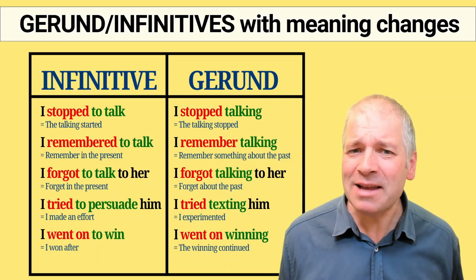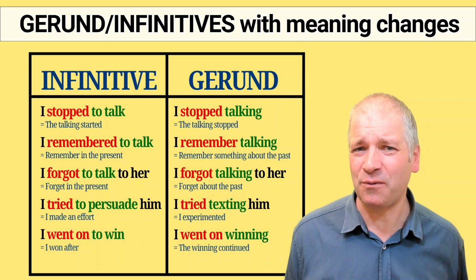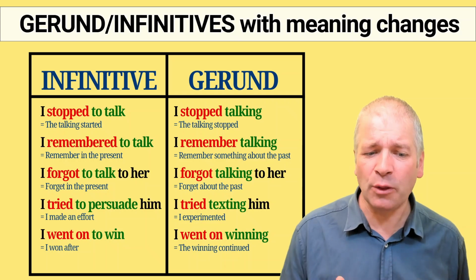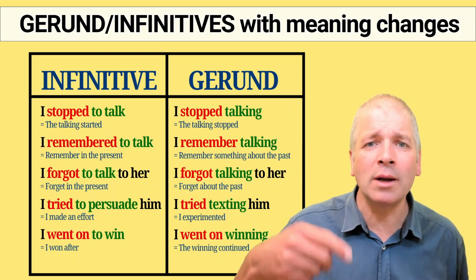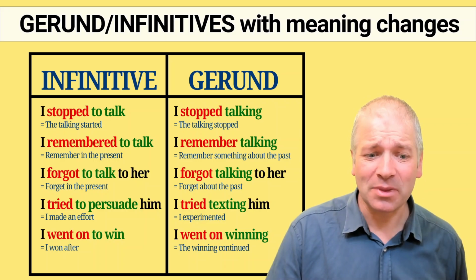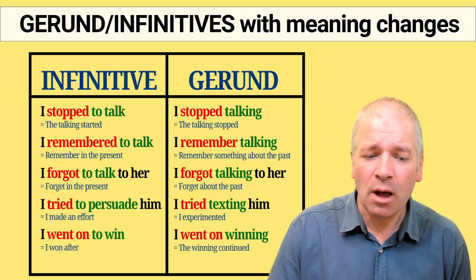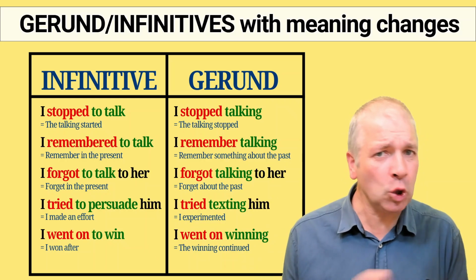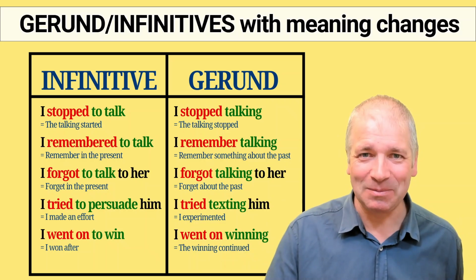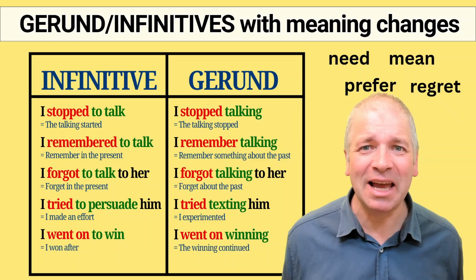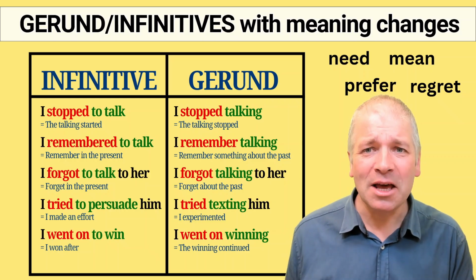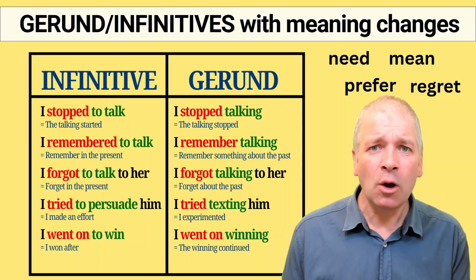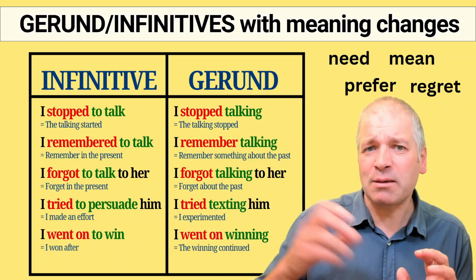I tried to persuade him means I made an effort to persuade him that failed. But I tried texting him is more of an experiment. Maybe you tried other things, they didn't work, so you tried one more thing as an experiment. And I went on to win. This means I won after this time, but I went on winning means you were winning before and you just carried on winning. And other verbs that change meaning in this way are need, mean, prefer, and regret. They all have different meanings or uses when they're followed by to plus infinitive as opposed to when they're followed by the gerund.